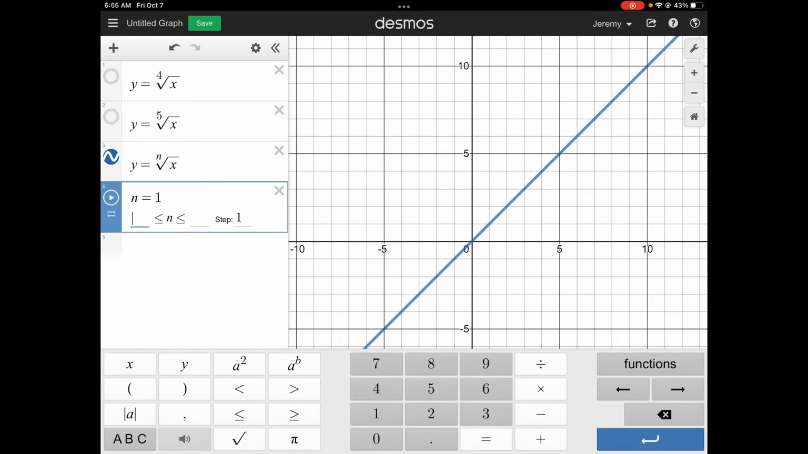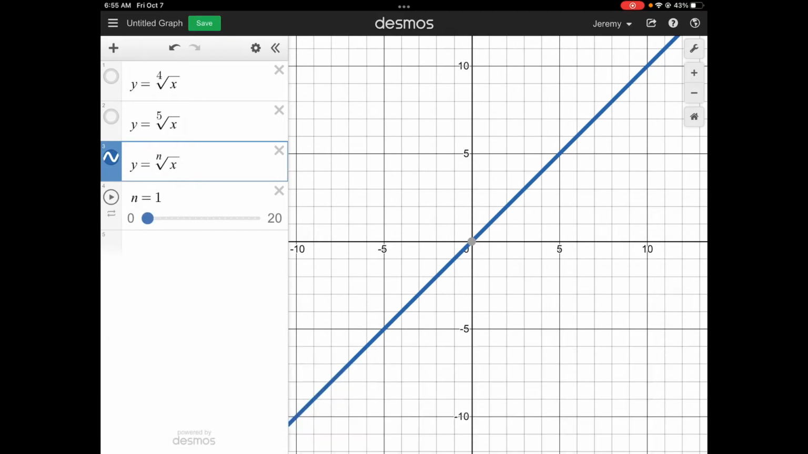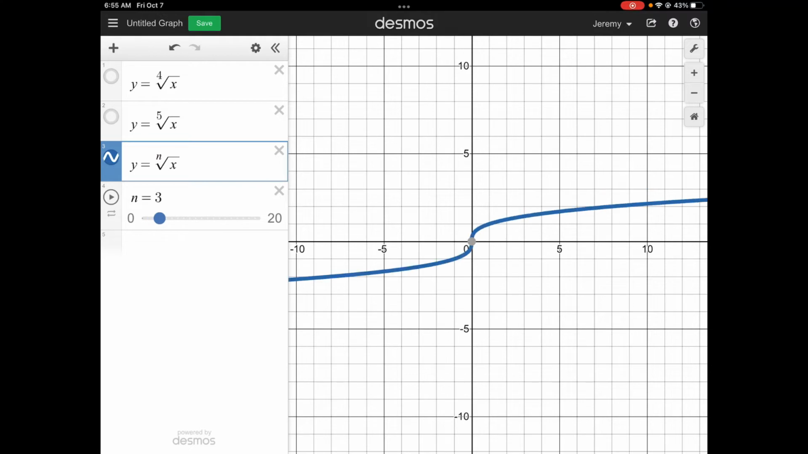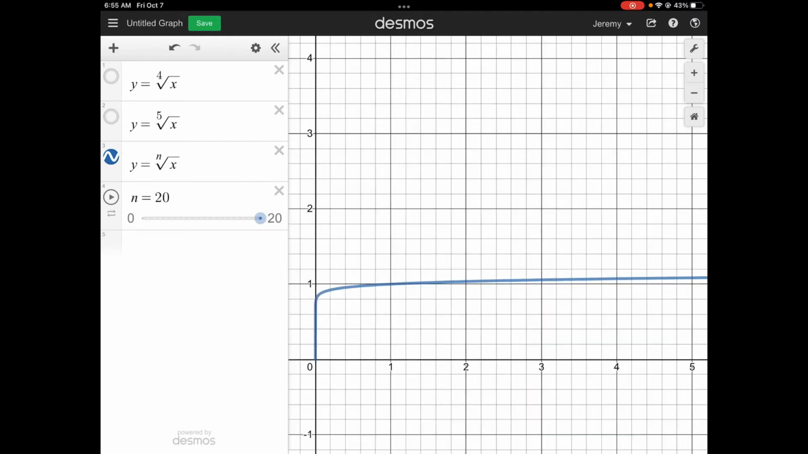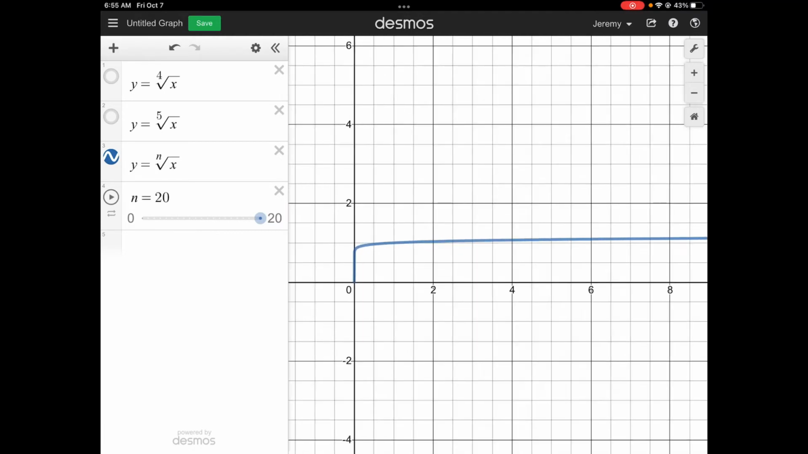And actually we need to make it go from 0 up to whatever, 20, because the index has to be whole numbers. So there's an index of 1, there's an index of 2, there's the cube root, third root, fourth root, fifth root, sixth root. Do you see a pattern? Seventh root, eighth root, 9, 10. What happens? It just starts to get real sharp here. See that little bend?